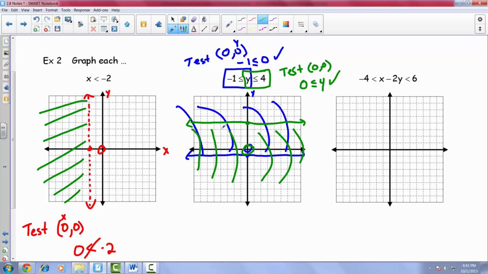And as you can see, it looks like they're overlapping in the middle. So for our final answer, it would just be the in-between shaded regions. All right.